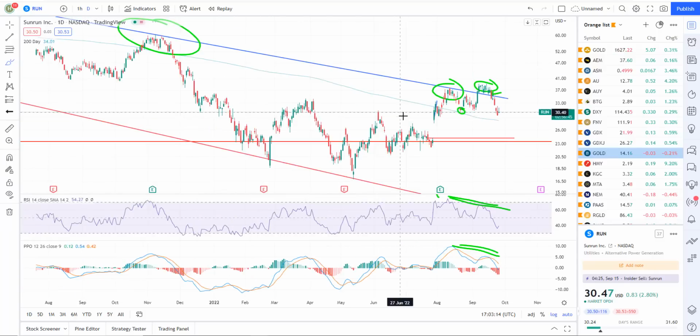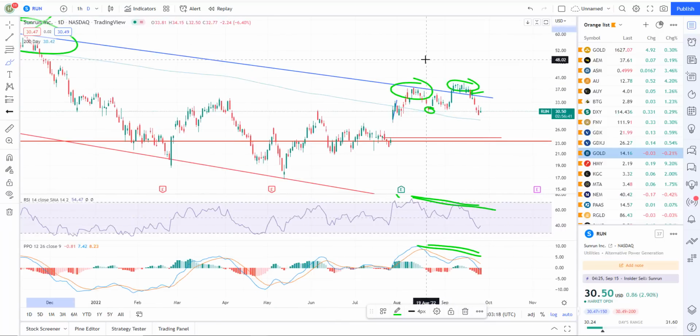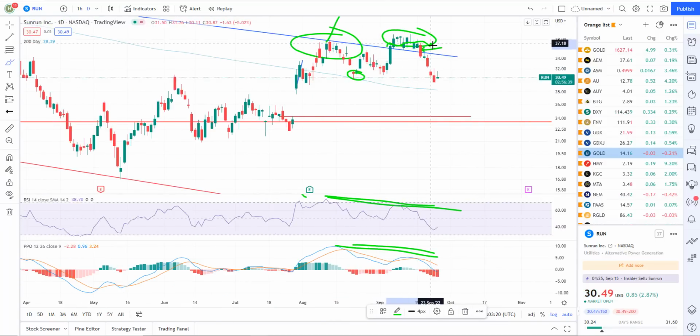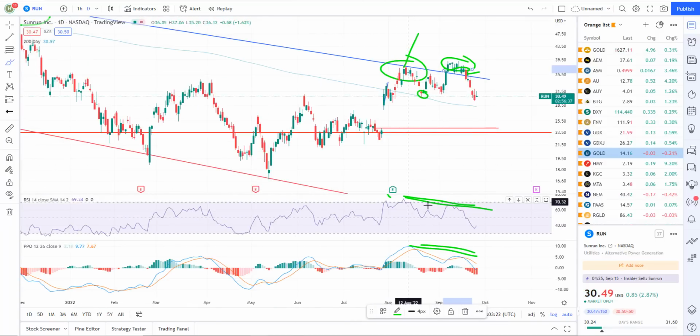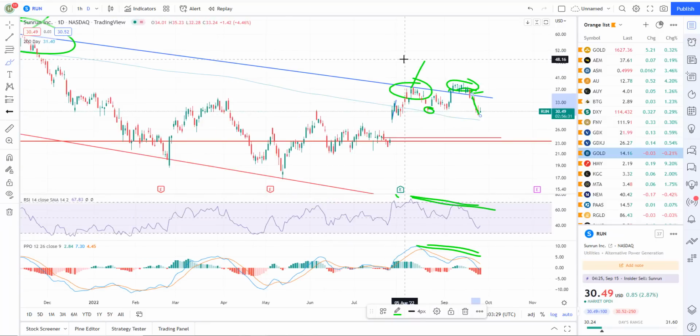We popped over this trend line. This is key for me. You can see this trend line here. All these reactions, we popped over it, had negative divergence when we made the move over it, and we since failed. And we're pretty much selling ever since. So to me, it looks like we're heading lower.